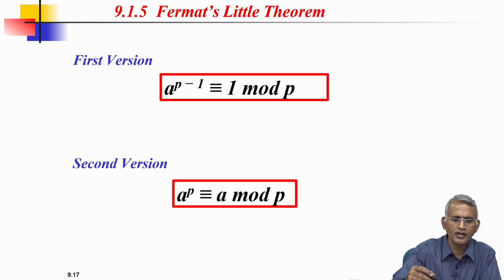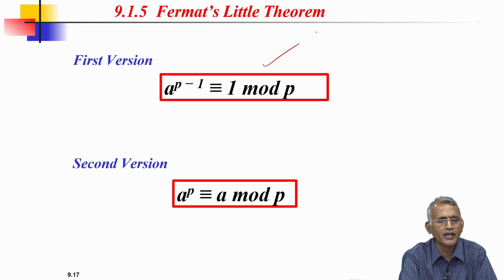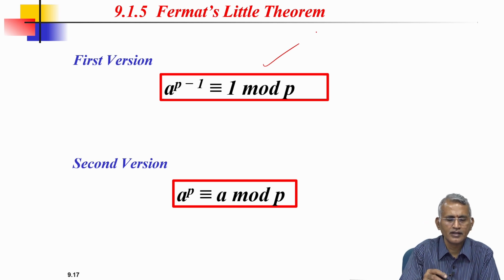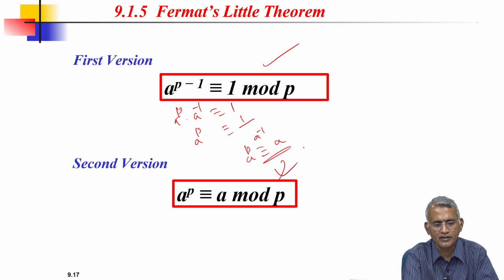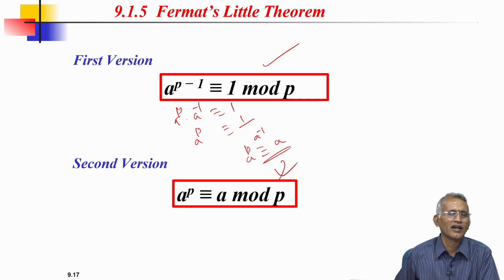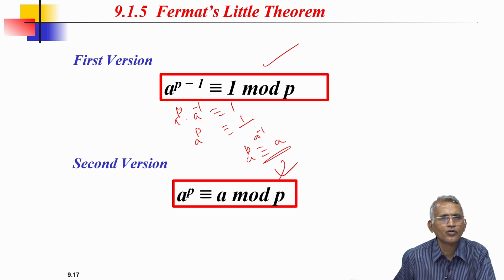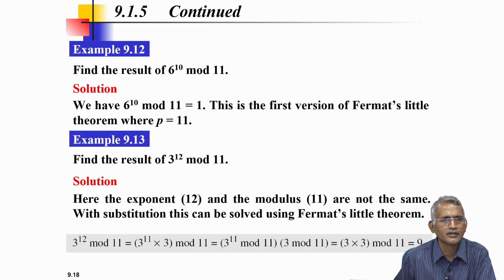a power p minus 1 is identically equal to 1 under modulo p, and we have a second version, that is a power p into a power minus 1 is identically equal to 1, a power p identically equal to a. So this can be expressed as the second version. Either you can write a power p minus 1 is identical to 1 under modulo p, or a power p is identical to a under modulo p.